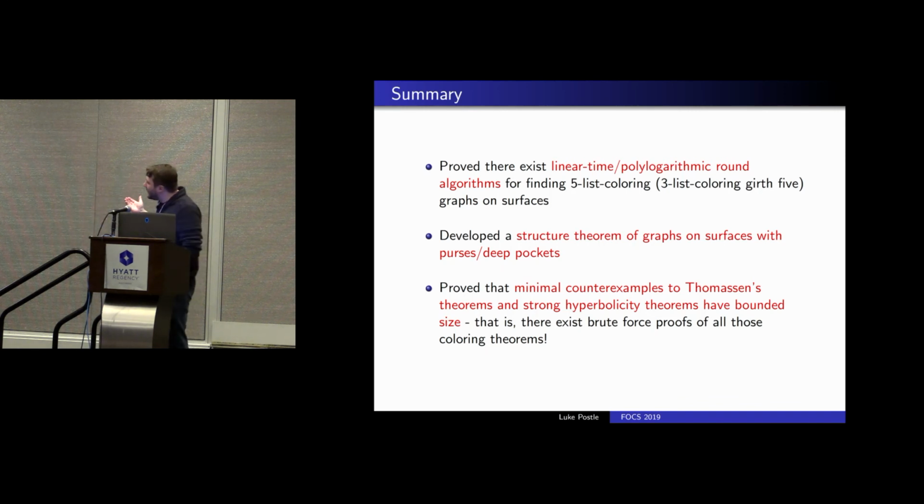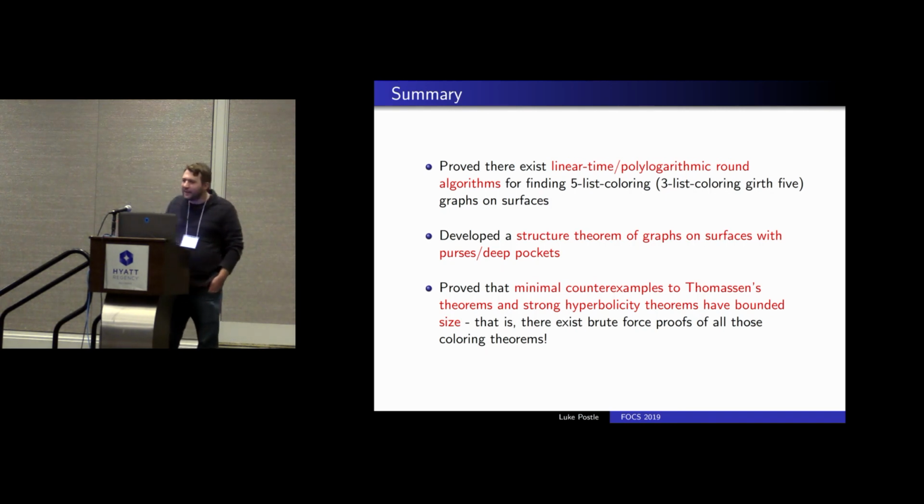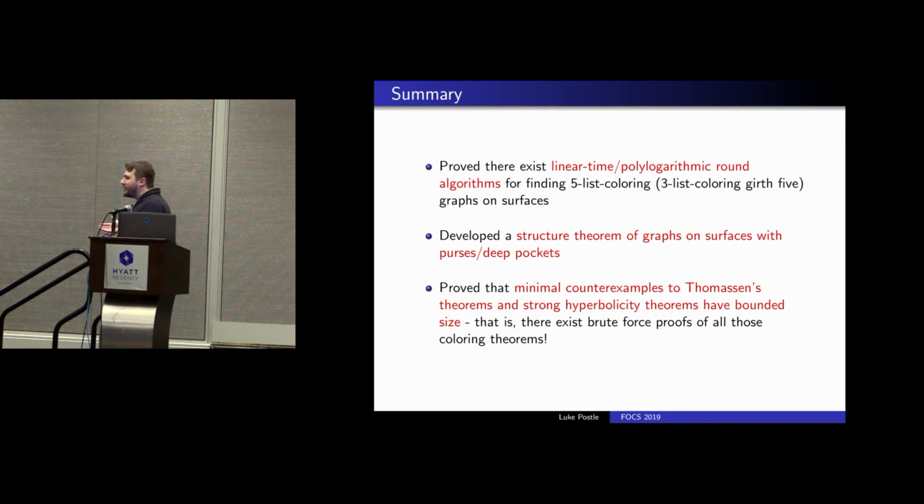And strangely, we actually proved that minimum counterexamples to Thomassen's theorems, and even our crazy 200-page theorems, this all means they have bounded size. There actually exist brute force proofs of them. We just can't find them because they'd be brute force on a million vertices. But if you had a fast enough computer, you could actually just brute force prove these theorems with about a page or 2 of this separator theorem, which is very strange because people didn't know if there existed such proofs for Thomassen's. And, well, they do exist. They would just be very hard to find.